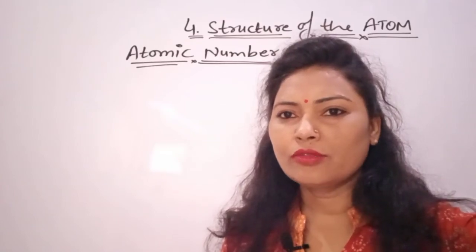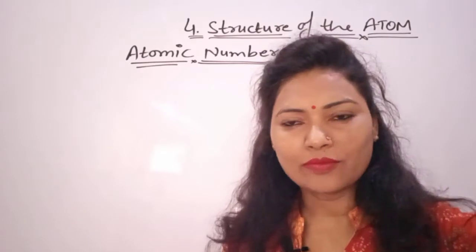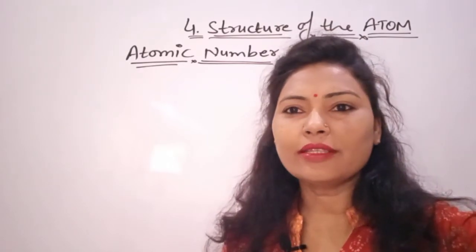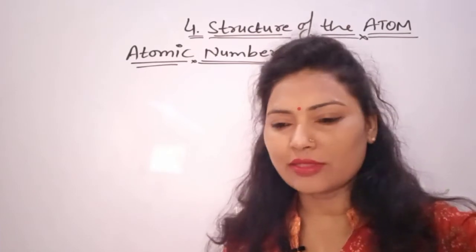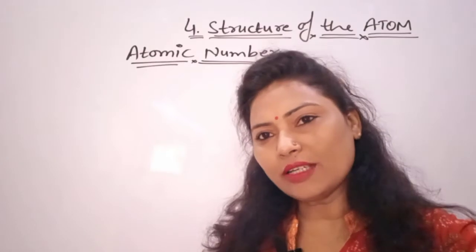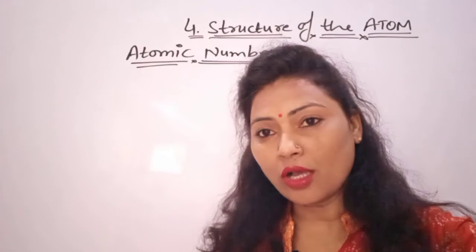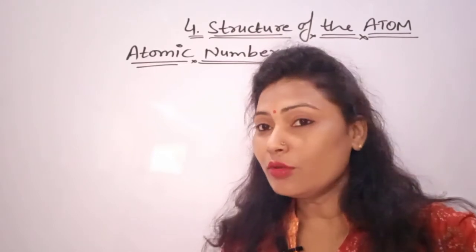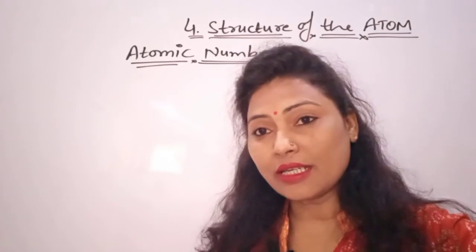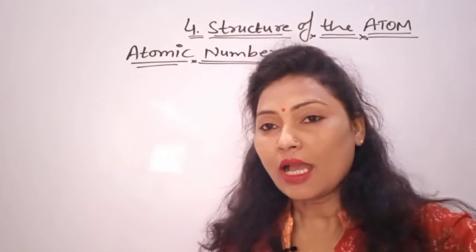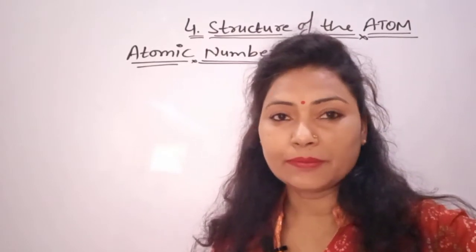Hello everybody. Today I want to discuss the chapter that is structure of the atom. In this chapter I want to take the atomic structure. So today's topic is atomic structure. As you know, an atom contains three subatomic particles: electron, proton and neutron. The nucleus of the atom is formed by the protons and neutrons, which are nucleons, and the electrons revolve around the nucleus.